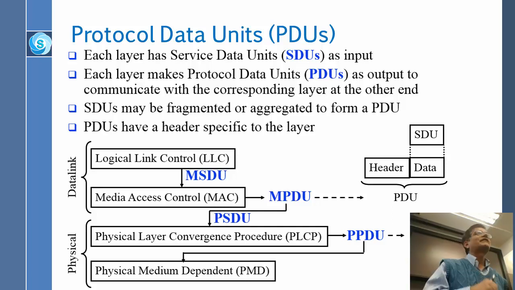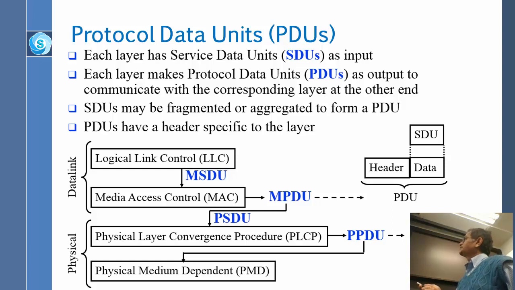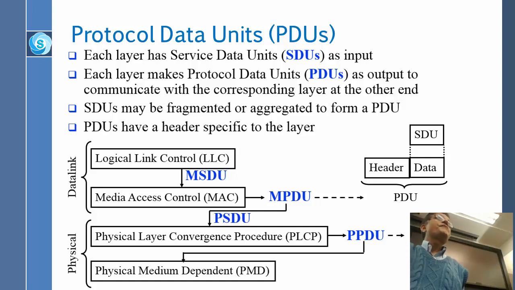Now, PMD does not have SDU and PDU, because PMD just so happens to be the physical media dependent layer, which is just the bits going around, and there may not be frames. So frames are up to here, right? So we will be using these words: MSDU, MPDU, PSDU, PPDU. And I can take it up to the network layer, where they would be called NSDU and NPDU. Now, in the TCP/IP world, this terminology was not used, and so they didn't really have such clarification, but NPDU is what we call a datagram.